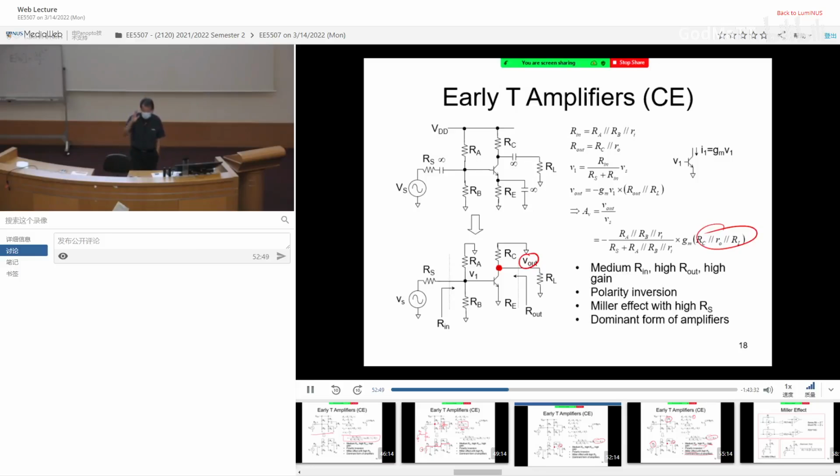But remember, when the transistor was first invented, this was actually a struggle. And this amplifier was actually able to do that. Early amplifier. So what are the characteristics of this amplifier?